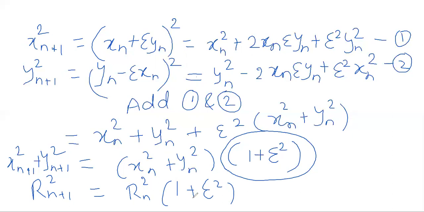We don't want this particular term, or you can write it further as Rn plus 1 is equal to Rn square root of 1 plus epsilon square. This way also you can write the same equation. But as I said, we don't want this particular term, right? We want to remove this term. So that our Rn plus 1 will be equal to Rn and circle will get closed properly. Okay, let's see how we can do that.